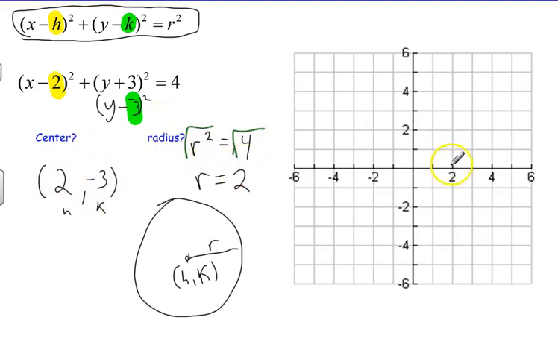So over here on the graph, if you want to graph this, you would plot the point at 2, negative 3. And what I expect you to do then is to go radius of 2 in each direction. So 2 units to the right, 2 units up, 2 units left, 2 units down, and then draw your beautiful circle. And that's how you draw a circle.